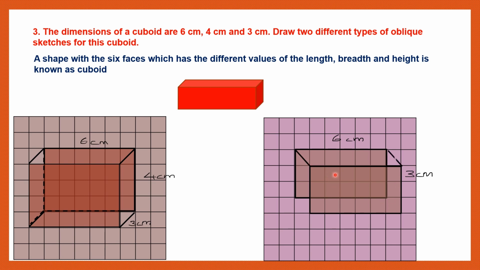Now let's join the ends like this. So join the ends. So now you have a 3D shape. It looks like a 3D shape, isn't it? Now inside again put the dotted lines to make it more effective. So we have the dotted lines. So now the length of this cuboid is 6 centimeters. The height is 3 centimeters. Now the width will be 4 centimeters. We have used all the measurements given to us. So this is 4 centimeters. So now in this way we have two different types of oblique sketches for this cuboid.